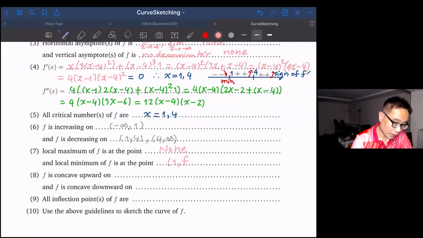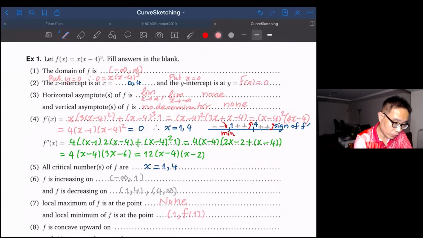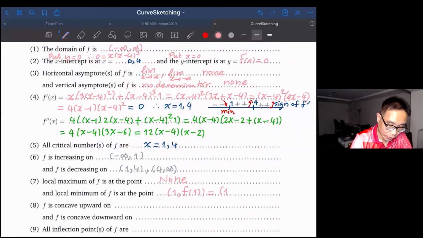For F(1), you're going to plug 1 into the original function. So you plug 1 here, and you see that this turns out to be 1 and negative 27. So you have (1, -27) for the relative minimum. And the next thing is going to ask you about concave up, concave down.